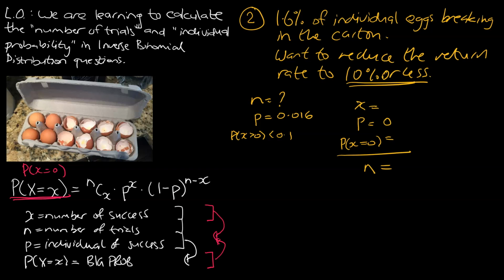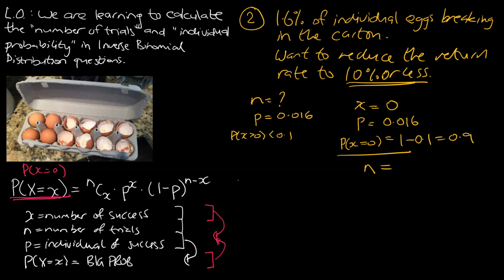We do know the little probability, 0.016, and we can calculate the big probability, 1 minus 0.1, which gets us to 0.9. And because we're dealing with x equals 0, we know that x is equal to 0. So that's good. We actually know all of the bits of information, so we're going to work backwards to find out n.